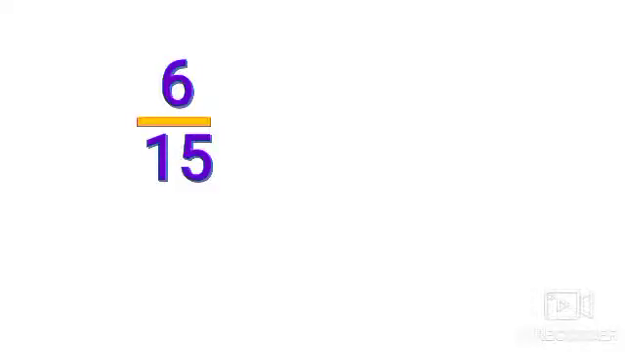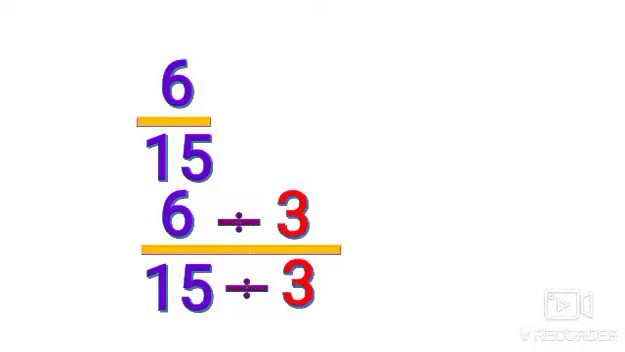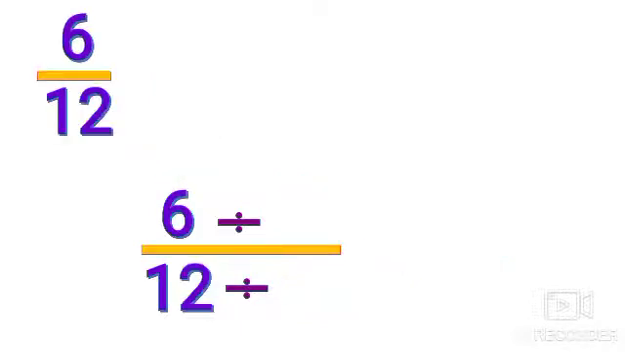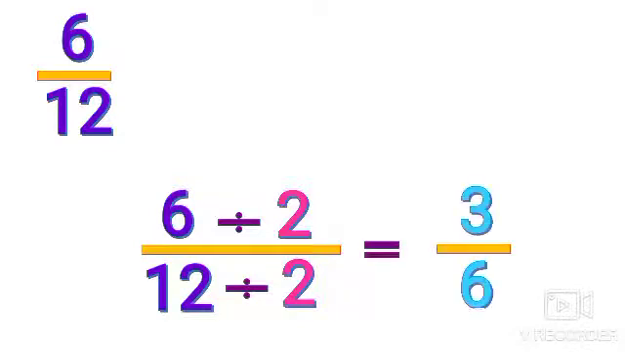Look at this example, 6 upon 15. Now, if 6 upon 15 is divided by 3 in the numerator, you have to divide by 3 in the denominator as well, and you will get the answer 2 upon 5. Look at the next example, 6 upon 12. If 6 upon 12 is divided by 2 in the numerator as well as in the denominator, what will you answer? 3 upon 6.